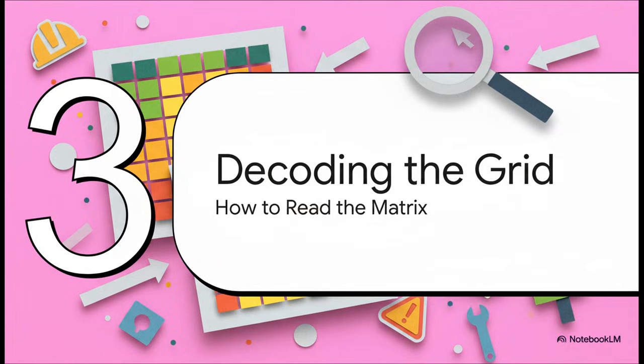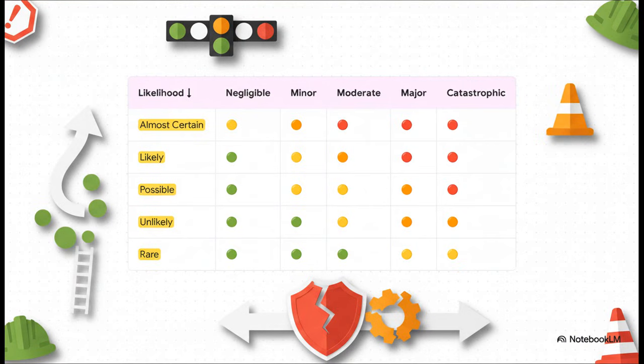Okay, time to roll up our sleeves. Welcome to section 3, decoding the grid. Let's pop the hood and break down how this tool actually works piece by piece. It's easier than you think. And here it is, a classic 5x5 risk matrix. The best way to think of this is like a traffic light for your risks.